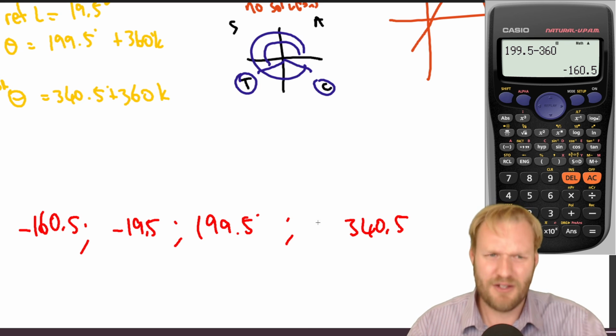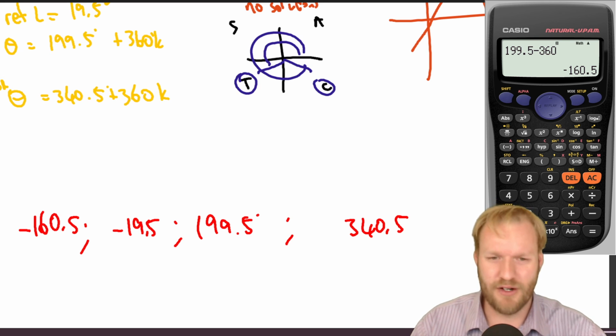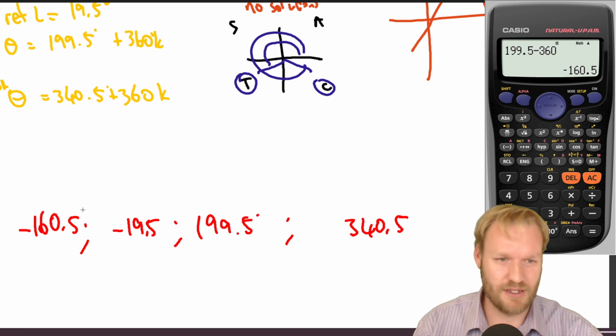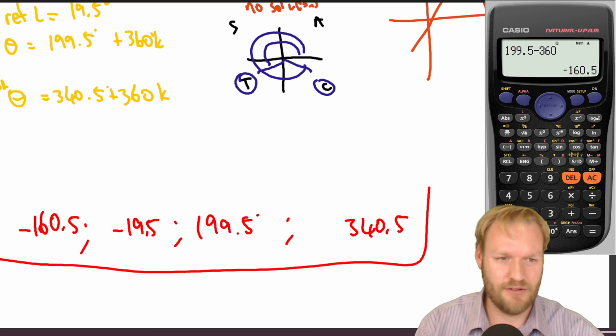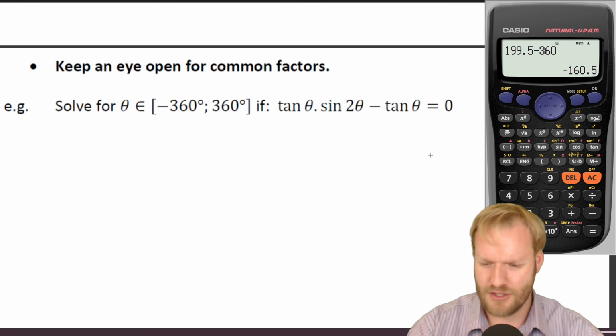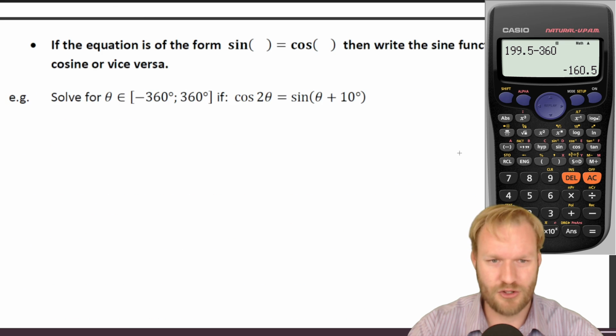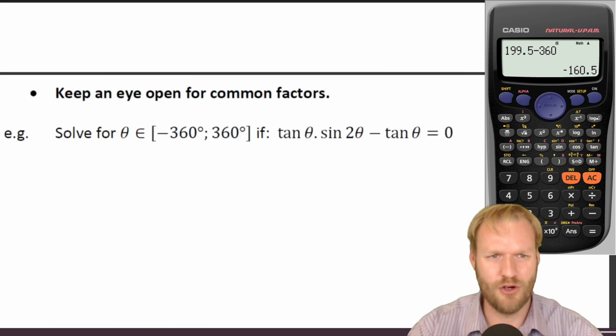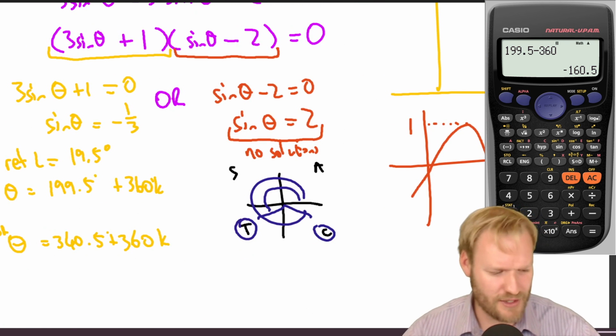Again, I know that there are only 4 because the period of the graph is 360. So therefore, they're the 2 within 0 and 360 and the 2 on the other side. So there are 4 solutions. And for common factors, we need to do those 2 more. Those will come in the next one, I think. I think that's a good idea.